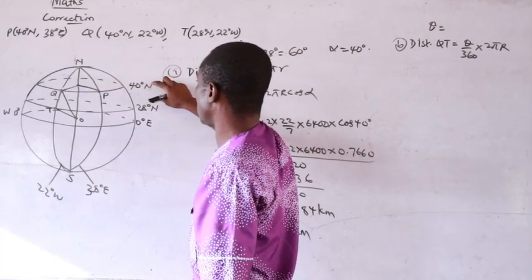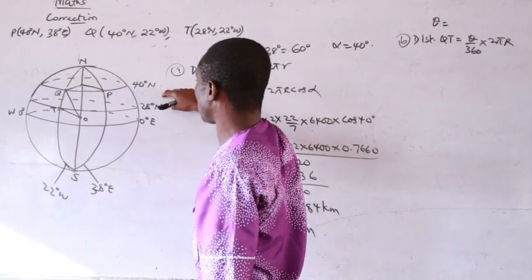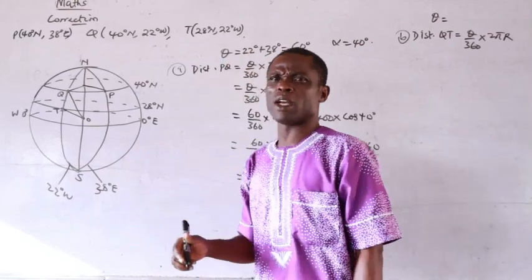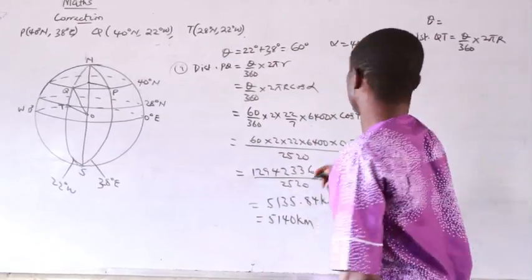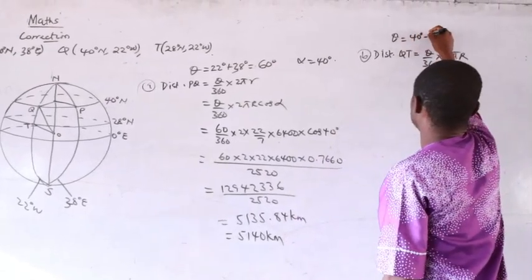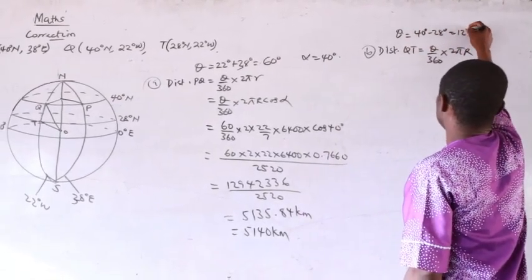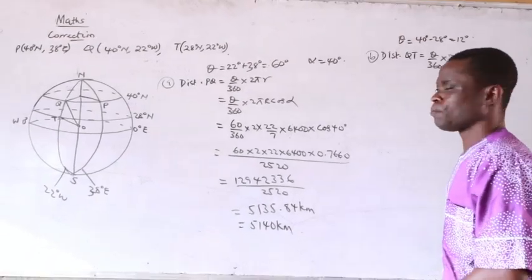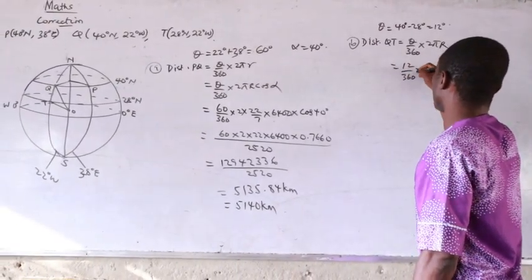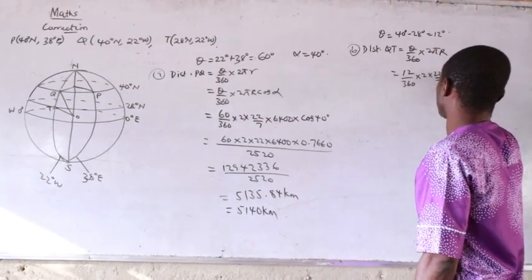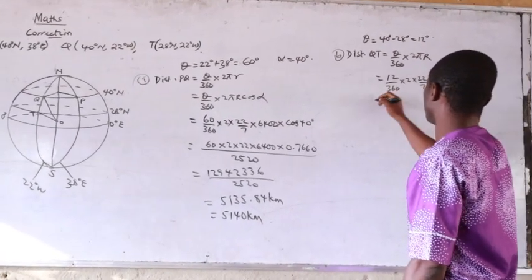Okay, and we have the 2 points on the same pole. What do you think will be the angular difference? Is it subtraction or addition? 40 minus 28, and that is 12. There is no alpha. Now we have 12 all over 360 times 2 times 22 over 7 times 6,400.